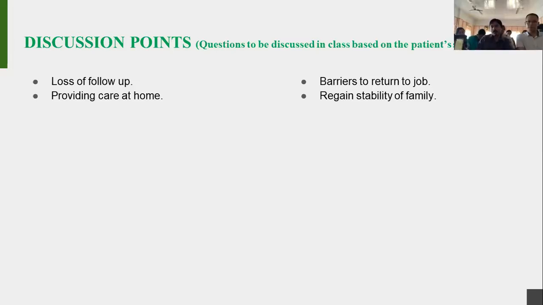Okay. So the other problem is with the family. The wife left the patient. So what was the problem? Why did she leave? Patient actually assaulted her. Okay. When he got frustrated, he assaulted her.